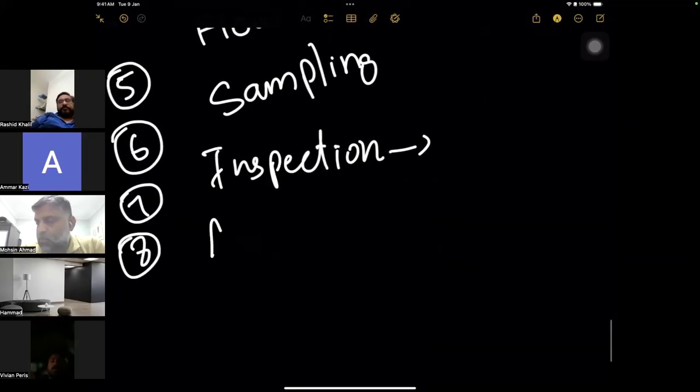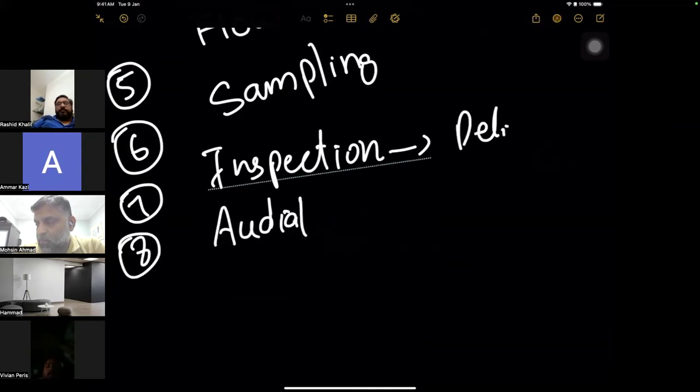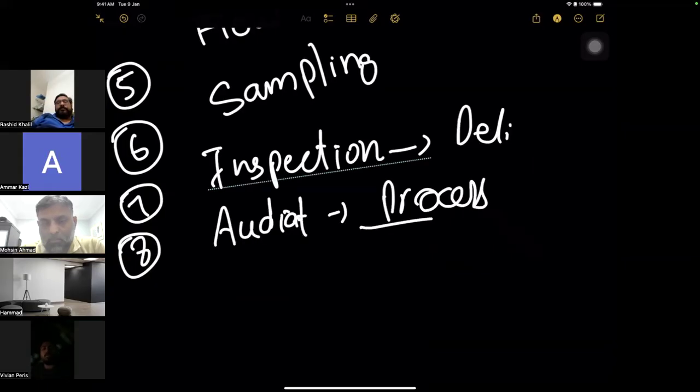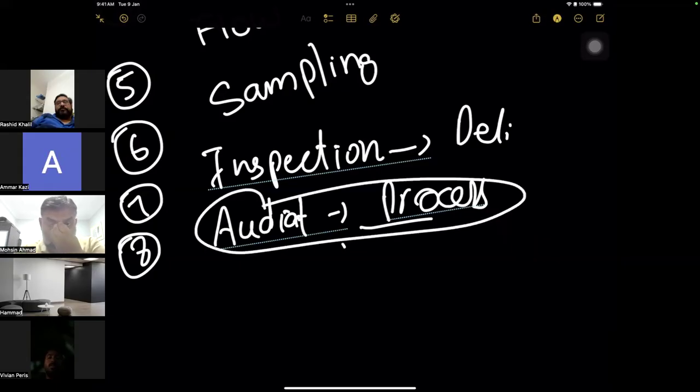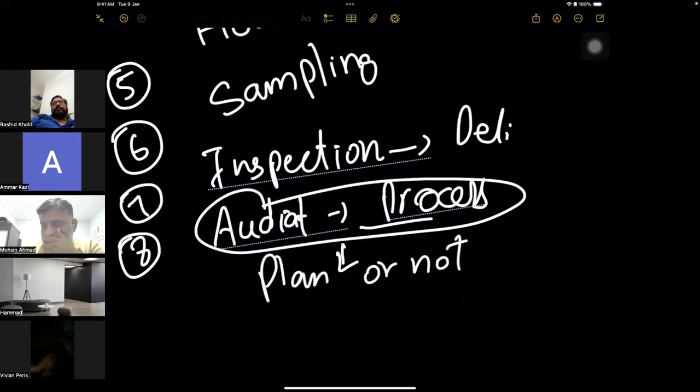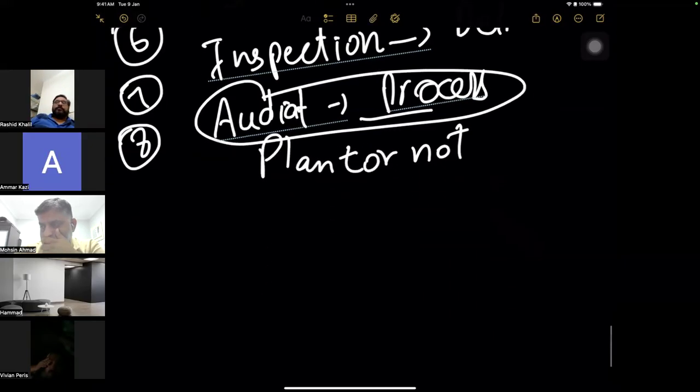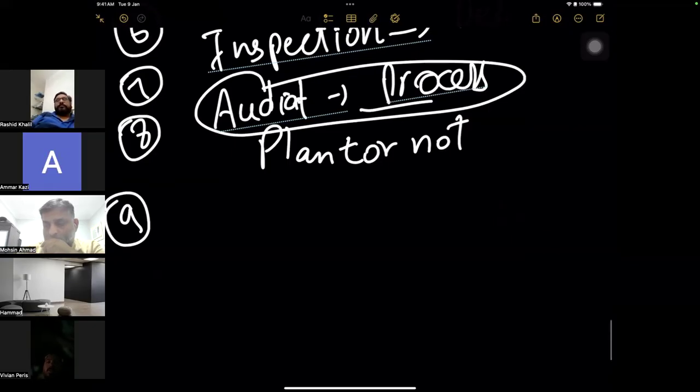What is an audit? Audit is checking the effectiveness of a process. Is our process effective or not? Are we following the plan or not? You can have a quality audit, procurement audit, risk audit. Okay. And what else is left? Any tool that I missed? Checklist. Yes, thank you, sir.